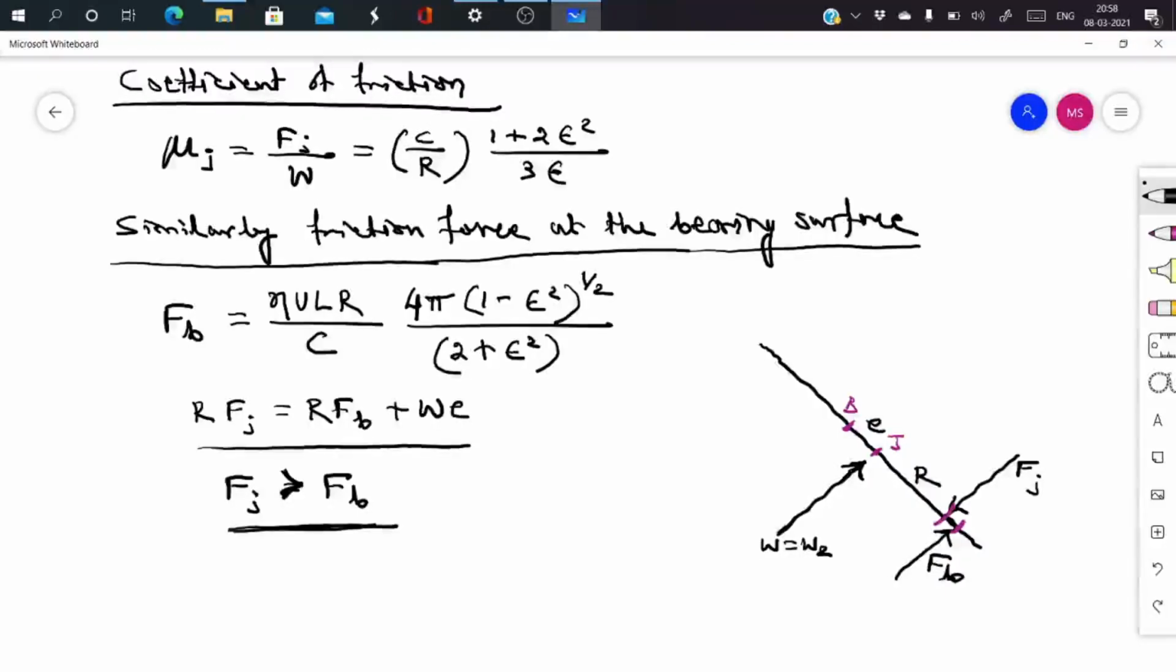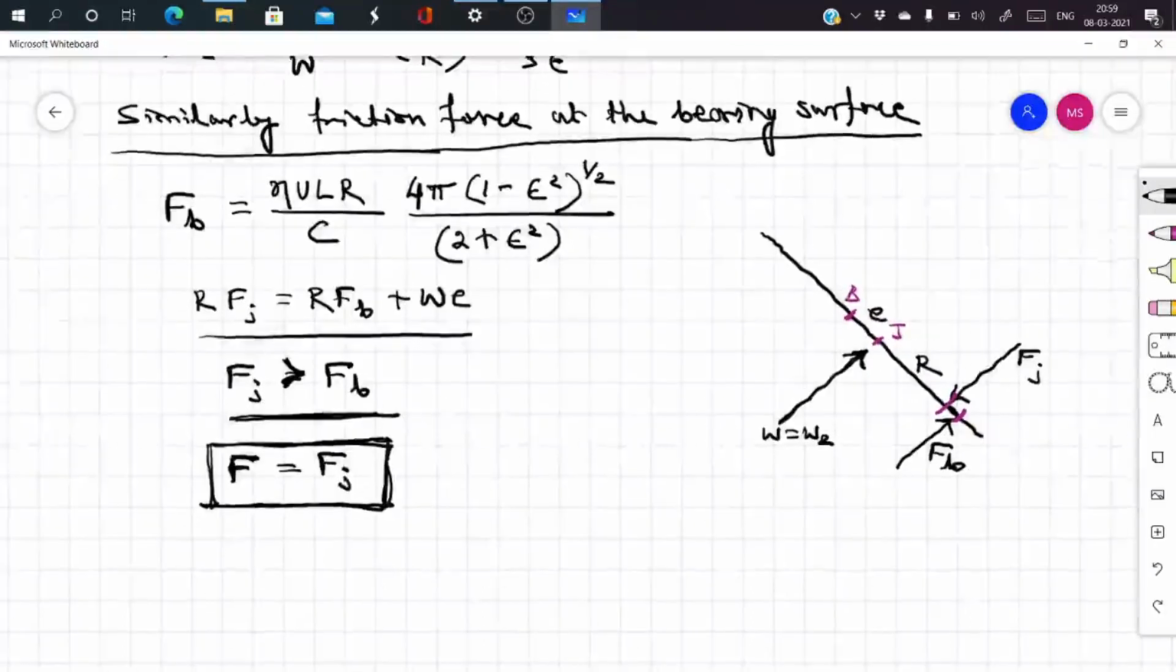Now from the design perspective, you should always take friction force in a journal bearing F equal to Fj, not Fb. Okay, we don't need to calculate Fb at all. So if Fj is higher, using higher friction force will make the design safe. So we should always use higher friction force. Now this is all about calculation of coefficient of friction and friction.